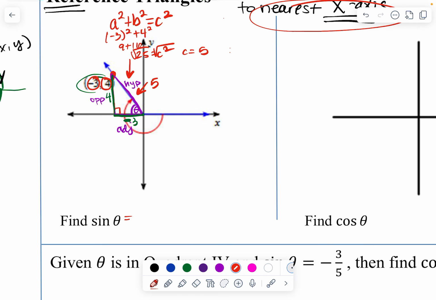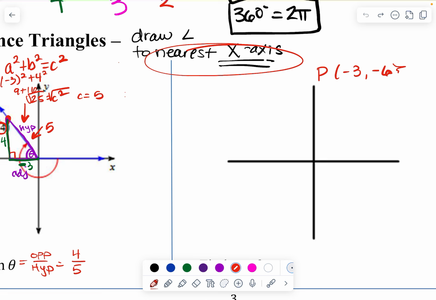Okay, so what if I gave you some point P, and we call the point P -3 comma -6? Let's sketch this the way we would any point. So we go -1, 2, 3, down 1, 2, 3, 4, 5, 6. So the point would be about right here.